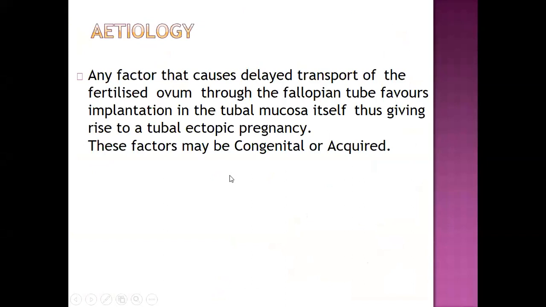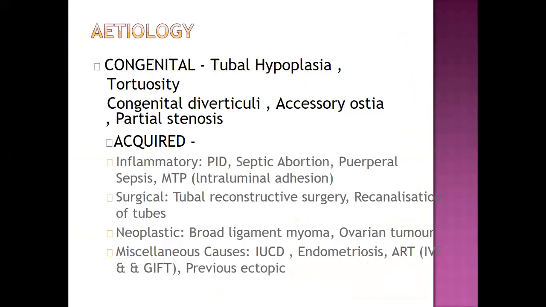These factors may be congenital or acquired. Congenital causes include tubal hypoplasia, when the tube is short in length, or when the tube is very tortuous, any congenital diverticuli, accessory ostia, or partial stenosis, meaning a partially blocked tube.